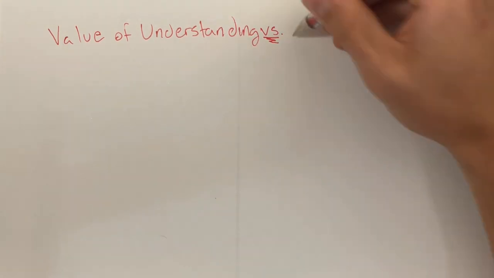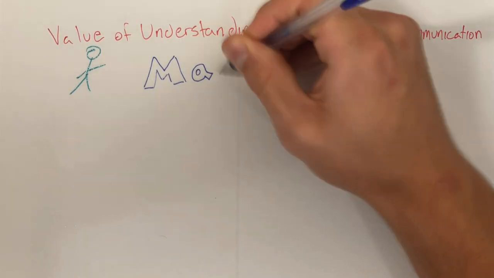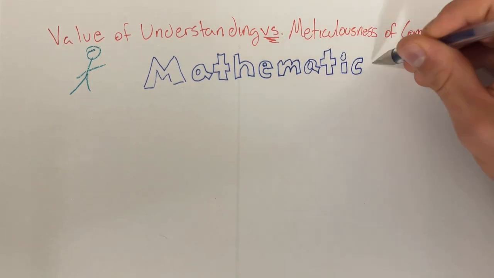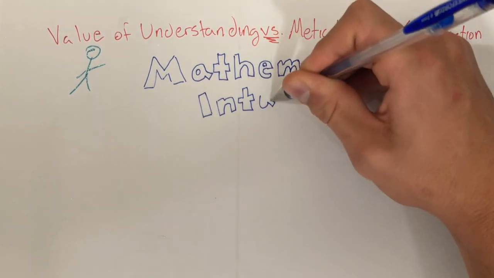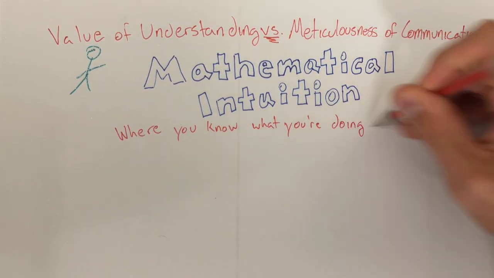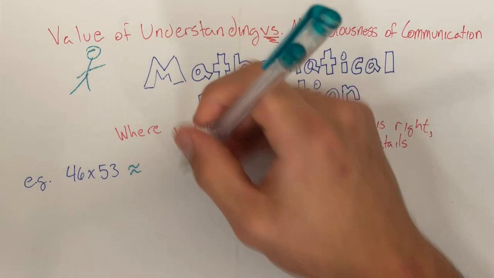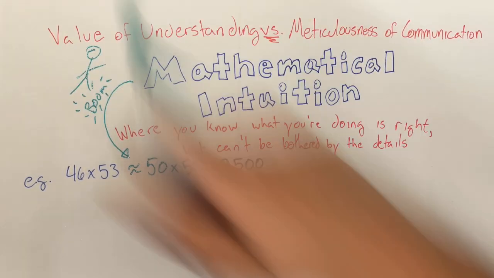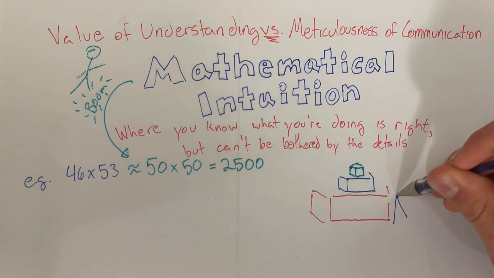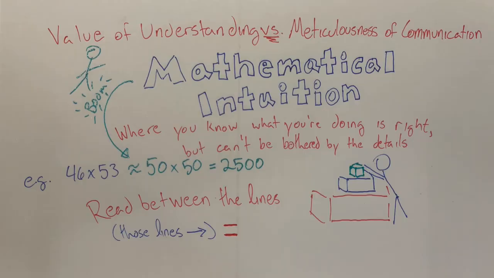This example of the importance of understanding as opposed to precisely communicating points to a larger theme in mathematics that you might broadly call mathematical intuition. That is, that feeling you get where you know you understand what you're doing and you know what you're doing is right, but you haven't quite figured out the details. For example, your mathematical intuition might tell you that 46 times 53 is around 2500, despite not immediately knowing the correct answer. That intuition is what I wanted to build upon while looking at these equations, a feeling that you understand not just what the equation reads, but what the equation is saying.